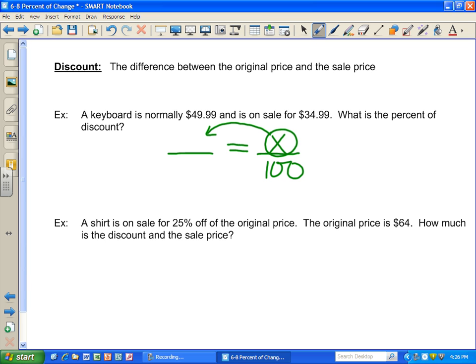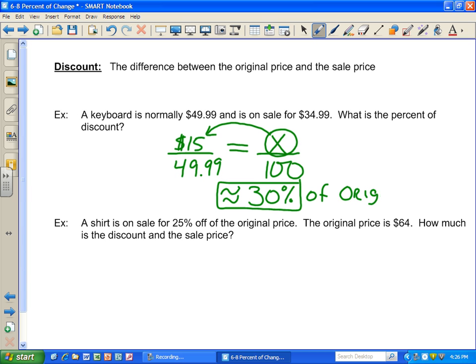So you just subtract the normal price, $49.99, minus the sale price, and it tells you the discount was $15. So what does it go over? The discount goes over the original price, so over $49.99. So you can use your calculator to figure that out. So again, to the nearest whole number, it's about a 30% discount. It's 30% of the original price, because that's where it decreased from. Let's look at our next one.